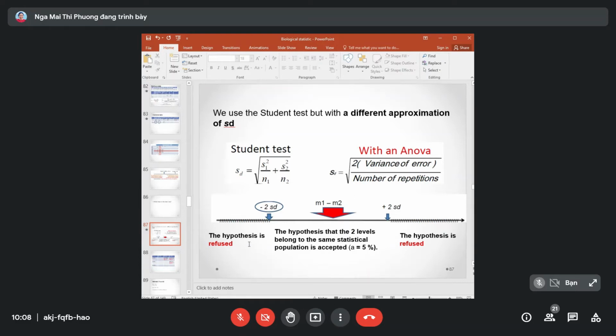Next, we will see if the different means belong to the range from minus 20 to plus 20, or is out of the range. If it is out of the range, we reject the hypothesis H0, and if it belongs to the range, we accept the H0 hypothesis. So what are the H0 and H1 hypotheses here?